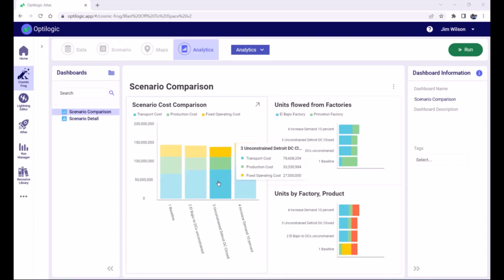And then as we move forward, we can see that the production cost stays the same in scenario 3. Everything's still being produced in the same place.